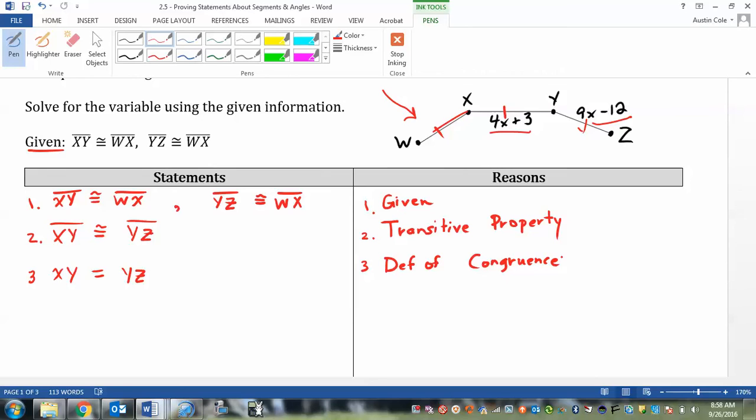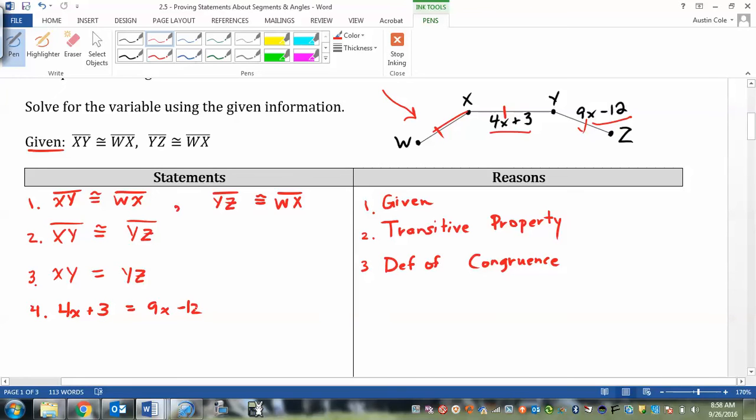Okay? Now, this is our framework. We need to understand how we can set them equal together, transitive. We can understand why we put the lengths of are equal. Now that I have this framework, I now can put 4x plus 3 in and 9x minus 12 in. So instead of XY, I'm going to put 4x plus 3 equals 9x minus 12.